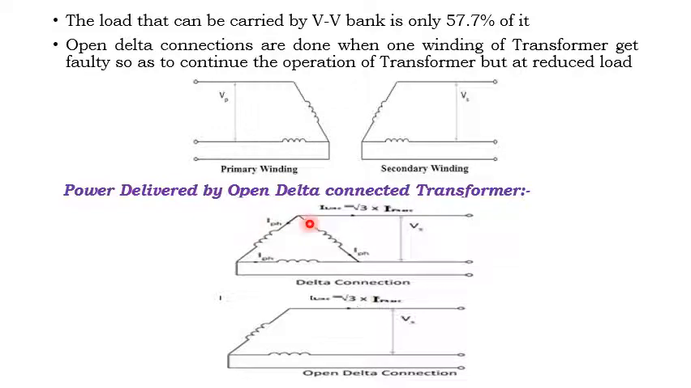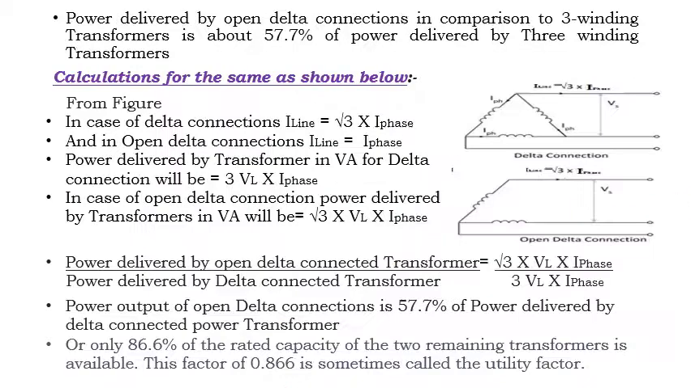Power delivered by open delta connected transformer. So this is the delta connection, and this is the open delta connection. This connection is removed here. Now here I am supposed to write the line current. IL is equal to root 3 times I phase. Here also, IL is equal to root 3 times I phase.